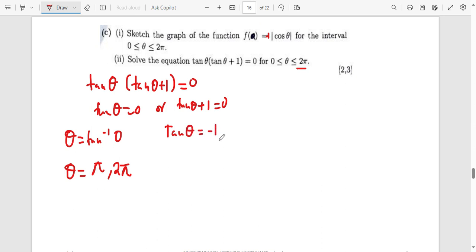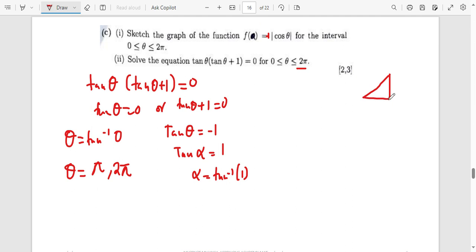I don't want to be dealing with negative numbers. Change theta to a positive angle. That's what you do easily with negative numbers. Let me put alpha. So tan alpha is equal to +1. I want to find alpha. So alpha is going to be tan inverse of 1. Now tan inverse of 1 should be like a 45.